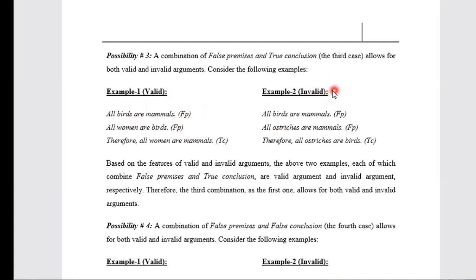Here is the second example, that is the invalidity. So we have false premises, we may have a true conclusion. The difference is that you see here, all birds are mammals, and it says all ostriches are mammals. If it said that all ostriches are birds, and if we assume this is false, it may become invalid. But here there is no transferability. An ostrich must first be a bird in order to say that all ostriches are mammals. So that is why it makes it invalid, which means it does not help us to strictly or necessarily argue that all ostriches are birds.